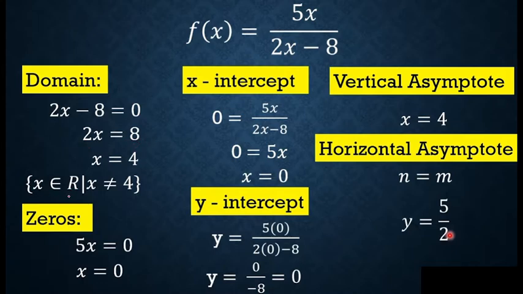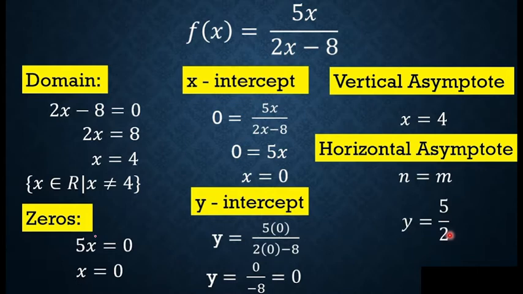Then, the x element of real numbers, x is not equal to 4. Bakit? Kung mag-equal ka ng 4 dito sa ating denominator, 'di ba? 2 times 4, 8. 8 minus 8, 0. So, dapat hindi siya mag-equal to 4. So, merong restriction po. Dapat yung x natin is not equal to 4.